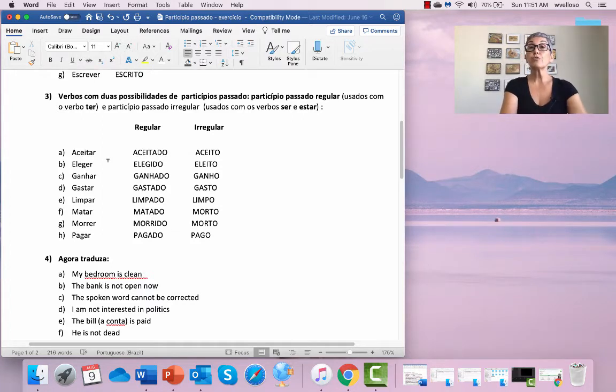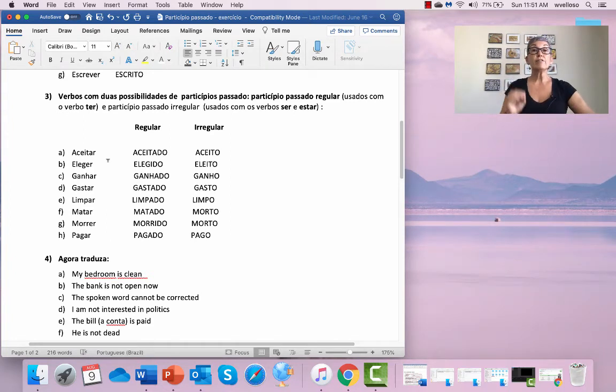Or it can be used to form an adjective. It can be used in the place of an adjective. So, for example, a written test. Written is the participle being used as an adjective, okay? So it's like a long test, a short test, a difficult test, so it's substituting for an adjective, all right?